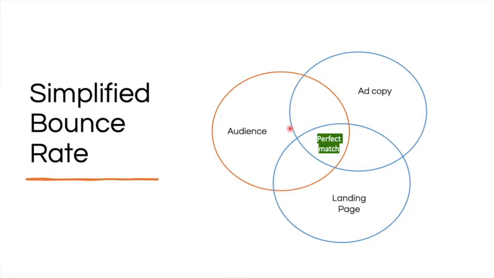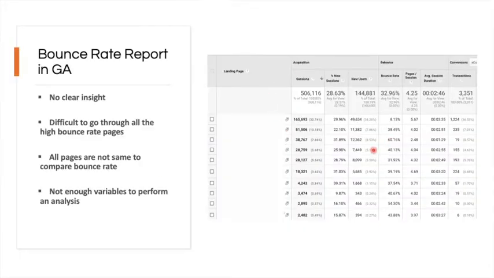So in this analysis we are going to see what areas are not aligned, and what actions we can take. And this is the typical report in Google Analytics. You can see the bounce rate report, landing page, and you will see the bounce rate and a few other additional metrics. The main challenge of this report is that there's no clear action. We can see the pages with bounce rate, but there's no clear action on what to do and which area to improve. So it's very difficult to derive an action item based on this report.